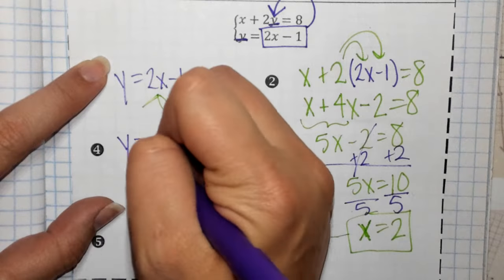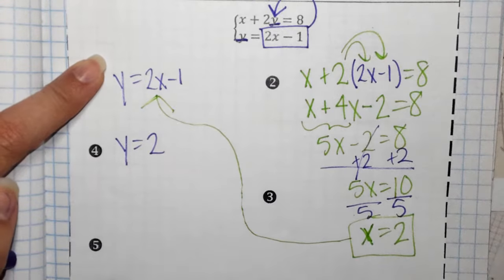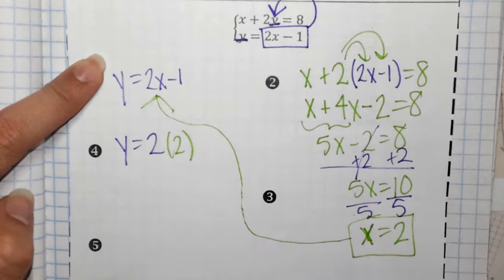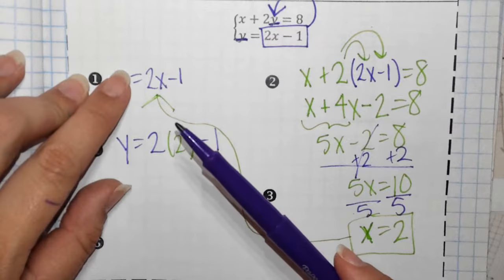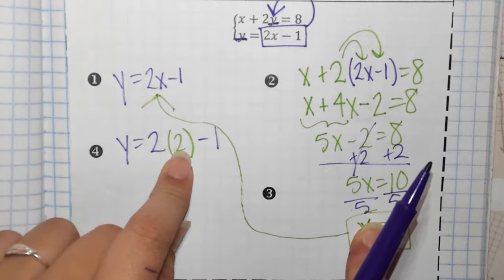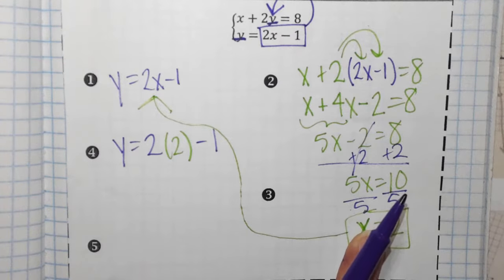So that says y equals 2 times 2 minus 1. So I'm using my original color for y, and I'm plugging in using my color for x. So that way it's color-coded. We can see what we plugged in where.